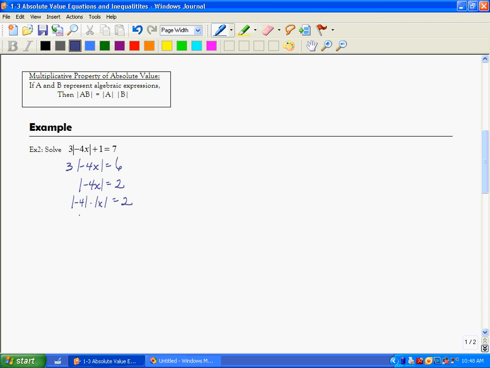Absolute value of negative 4 is 4. And again, you want to get this absolute value by itself, so you move the 4 to the other side by dividing, and you get 1/2. And then if you do drop, stamp, negative, drop the absolute values, stamp the sign, put the negative number on the other side, and in this case, you're done because you have x by itself. So your 2 answers are negative 1/2 or positive 1/2.